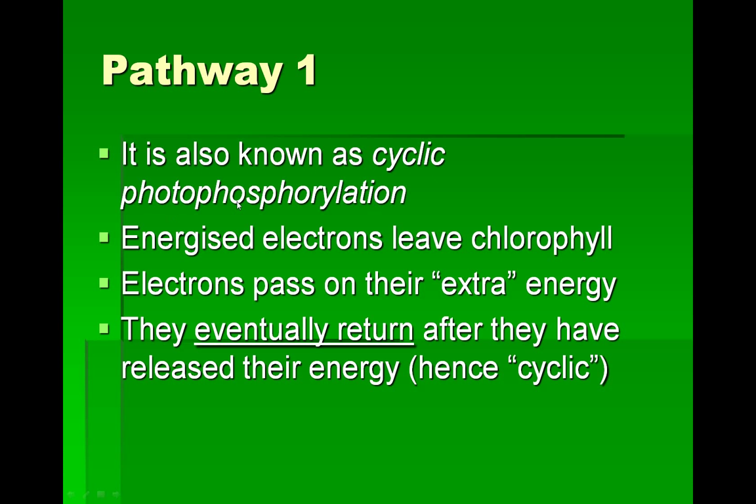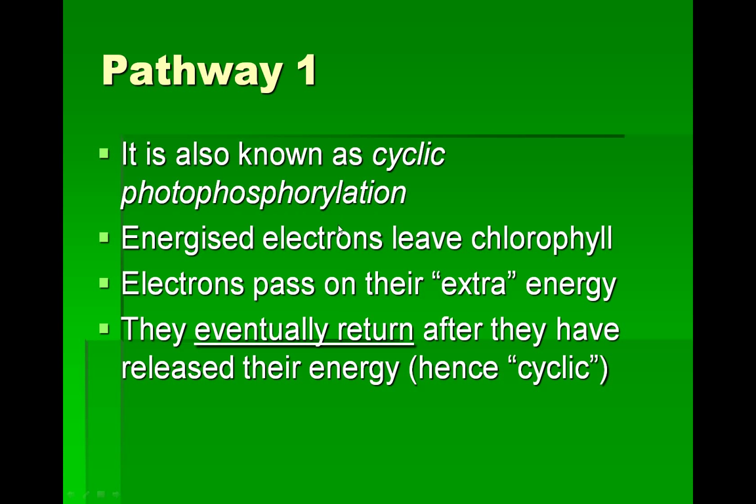It's photophosphorylation because light is involved. It's the use of light to create ATP, the phosphorylation reaction whereby ATP is manufactured. It's the use of light energy to manufacture ATP using this phosphorylation we'll look at in a minute. So energized electrons will leave chlorophyll, pass on their energy, and that energy will be used to generate ATP in this pathway 1.